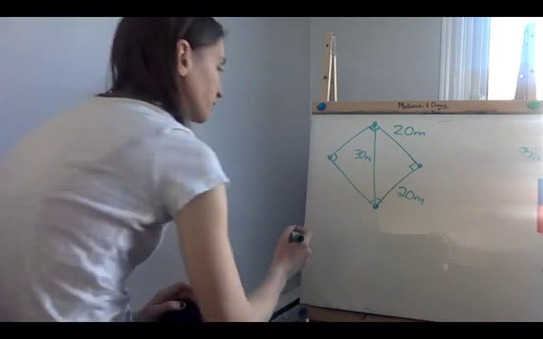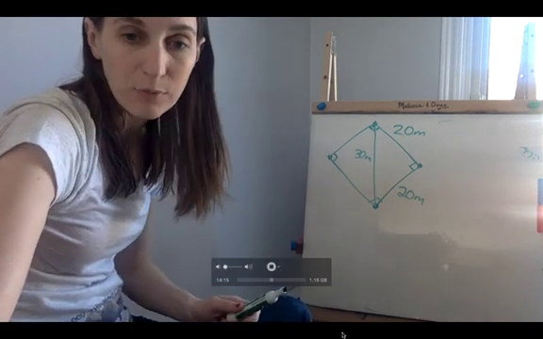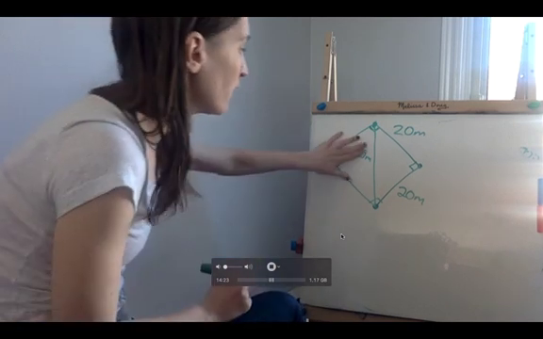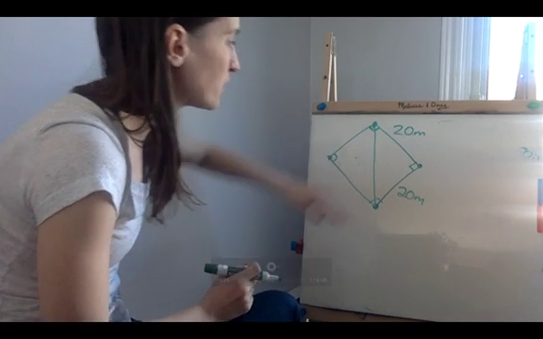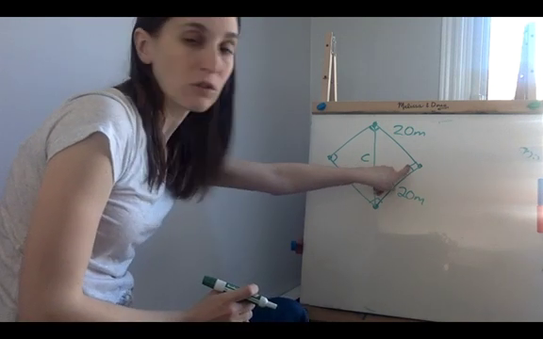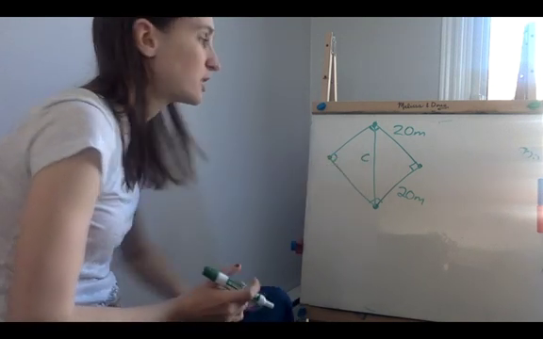So let's check, okay? If we just quickly go back to the question, it's saying, what's the distance between home plate and second base supposed to be? So we're trying to figure out, if it wasn't 30, what's it supposed to be? What is the distance of the hypotenuse, directly across from the right angle? What's it supposed to be?